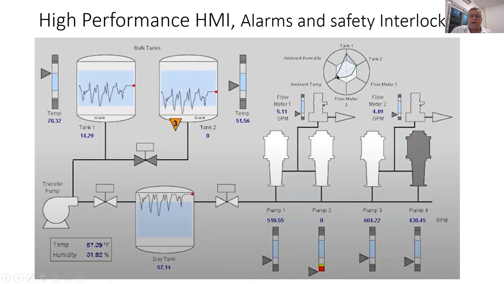Also with this radar plot, they have more symbols in high performance HMI, like these radar plots. If everything is good, the circle that you see here, all the points should be connected so that it has a good shape. If that is totally deformed, then there is something wrong.